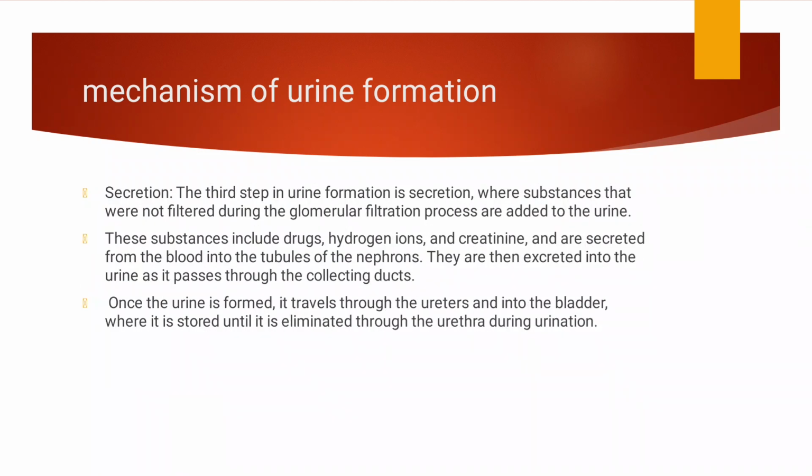Then the next process is secretion. The third step in urine formation is secretion, where substances that were not filtered during the glomerular filtration process are added to the urine. These substances include drugs, hydrogen ions and creatinine, and are secreted from the blood into the tubules of the nephron. They are then excreted into the urine as it passes through the collecting duct. Once the urine is formed, it travels through the ureter and into the bladder, then it will be stored until it is eliminated through the urethra during urination.